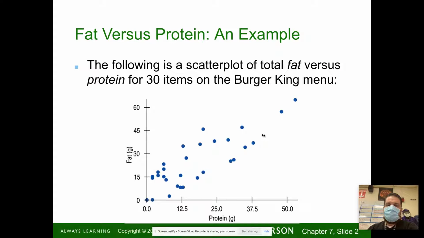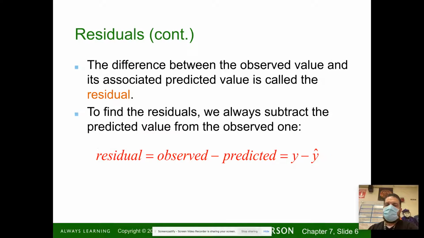So let's say I have a new menu item, and it has 40 grams of protein. Well, I can make that prediction that it'll probably have roughly 45 grams of fat. Now, I won't know for sure until I actually make the food, and then you have it tested. So whatever that value is, the residual is going to be the predicted value, y hat, this thing right here, and then the observed value, what it actually was when we did all the testing.